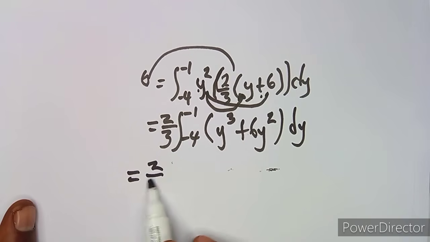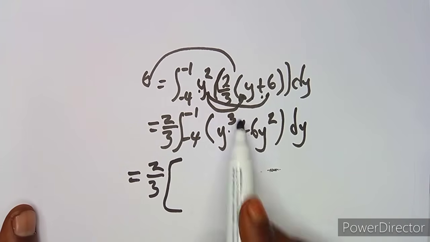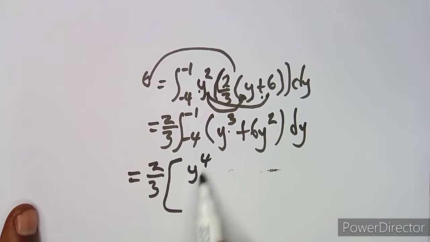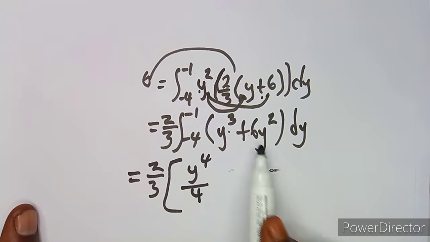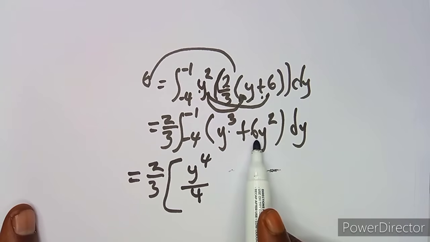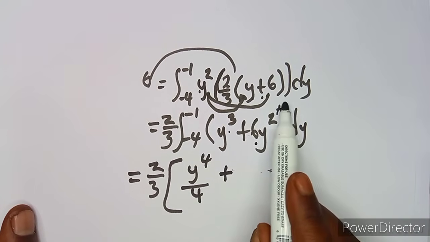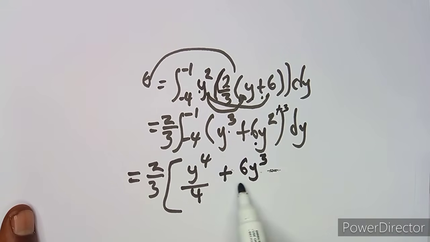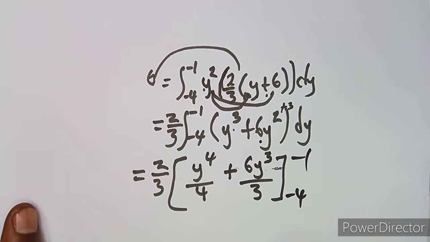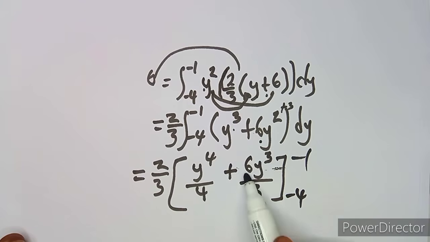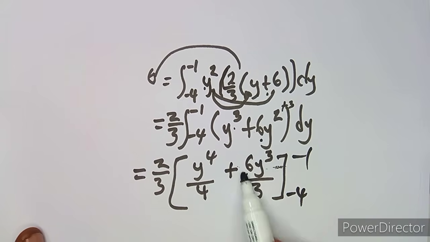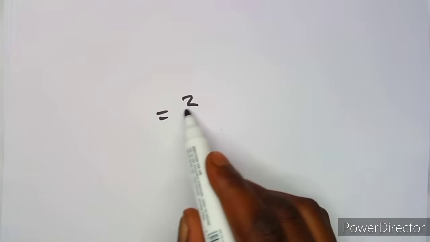You're done. 2 over 3. The integral of y cubed is going to be y to the 4 over 4, since you add 1 to the exponent. Then the 6y squared: you add 1, so the exponent becomes 3, giving 6y to the exponent of 3 over 3. Then we've got minus 4 and minus 1. And 6 over 3 is actually a 2. This is just going to give us a 2. So it means we are going to have something like 2 over 3.